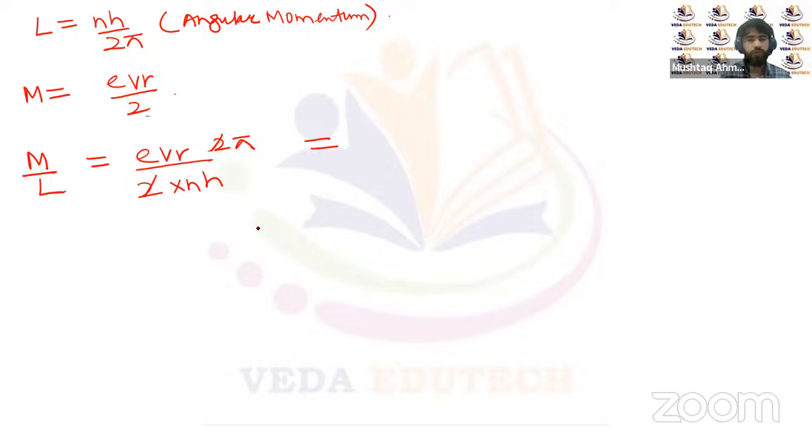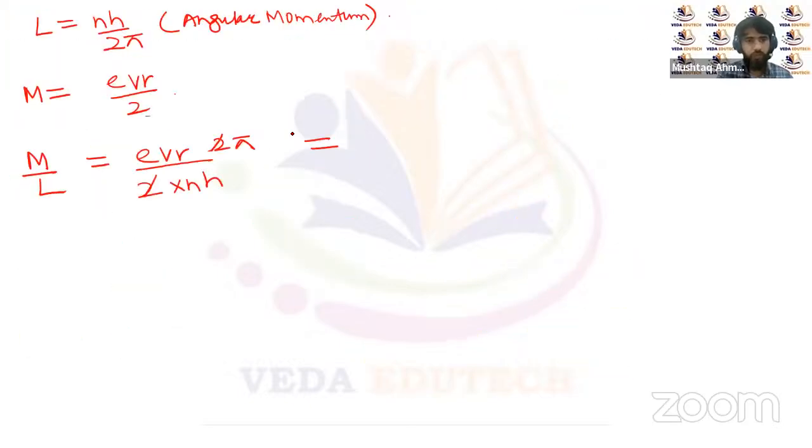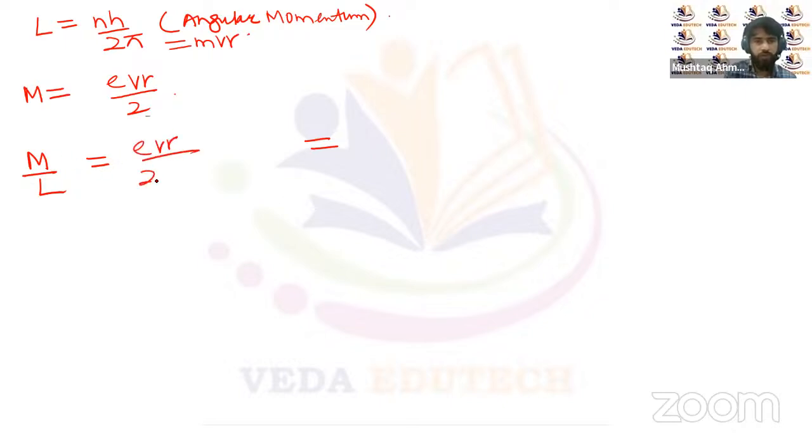We can write angular momentum as mvr also. So let's now calculate the magnetic moment in terms of the velocity and radius of this circular orbit, rather than the principal quantum number. M by L will be evr upon 2 multiplied by mvr. From here, vr and vr get cancelled, and we will be left with the charge of the electron upon 2m.